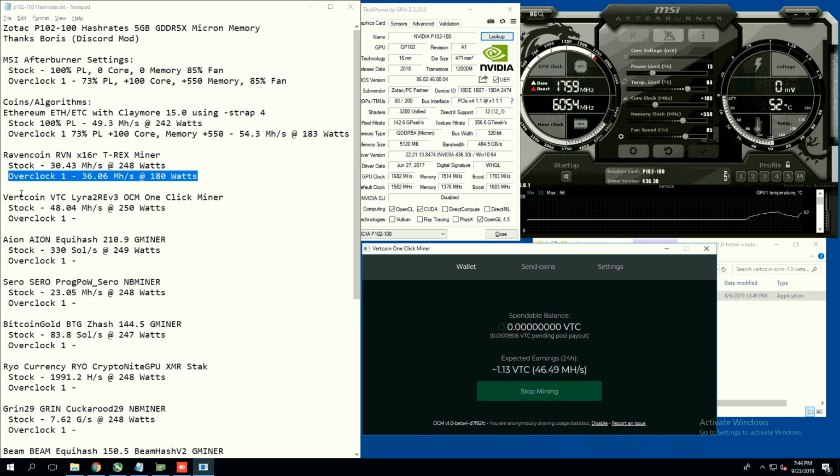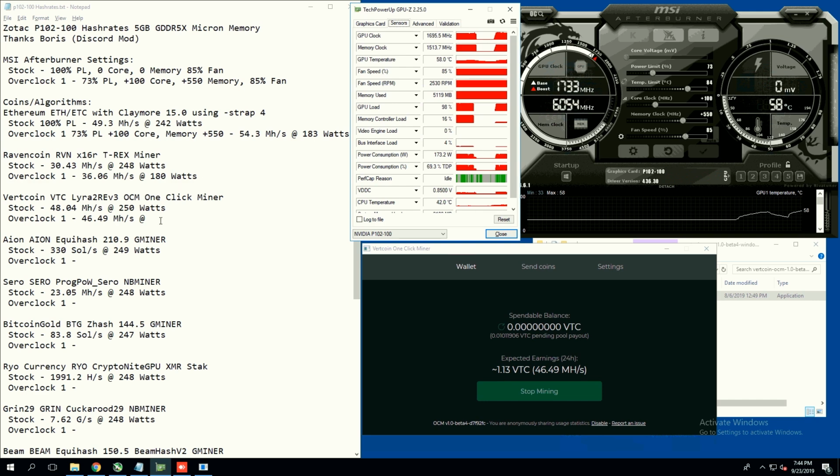Okay, so now we're going to do Vertcoin, my friends. So Vertcoin, we're able to get stock 48.04 megahash at 250 watts. Now, at overclock 1, we are getting 46.49 megahash at, I'm going to assume, 180 watts. Okay, so that's Vertcoin.